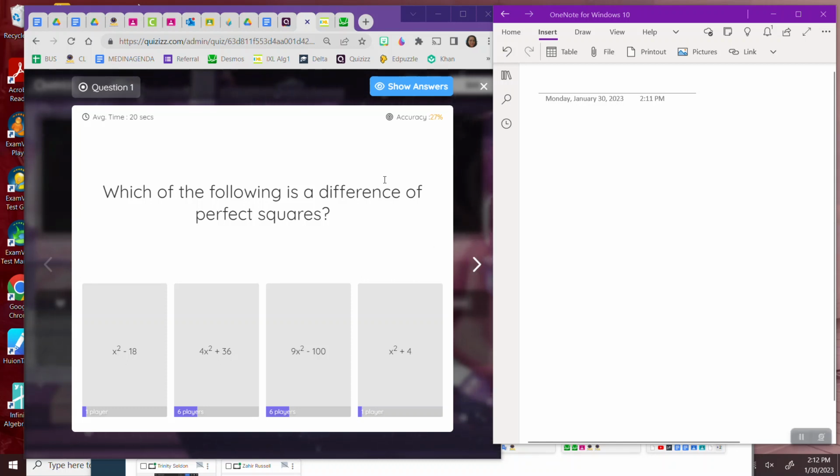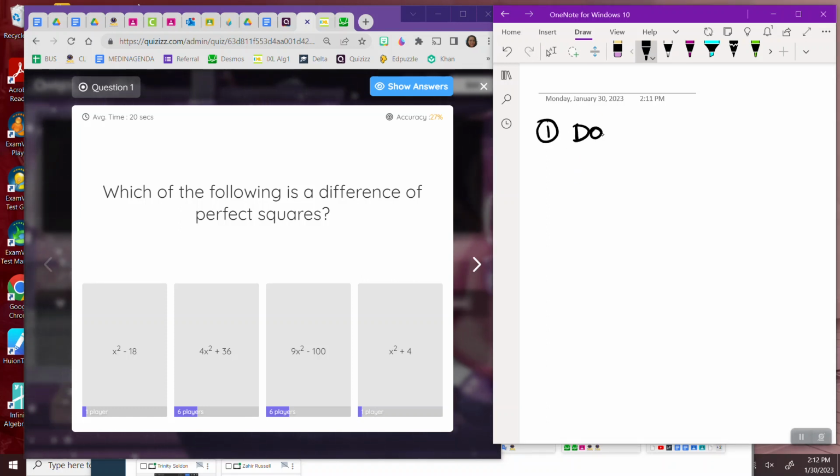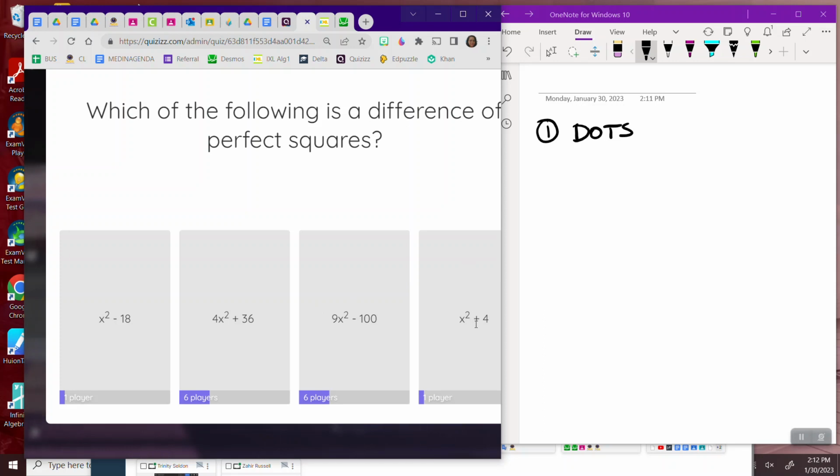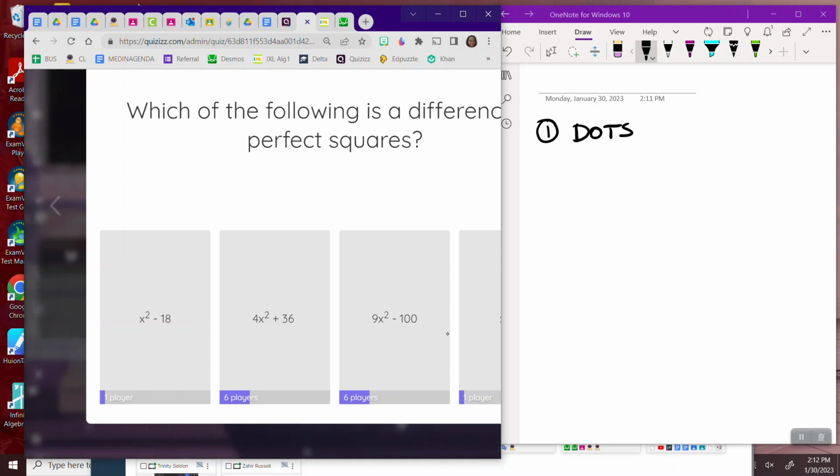Okay, so for the quiz today, the question is, which one of these is a difference of two perfect squares? For a difference of two perfect squares, we're given multiple choices here. All of them have a negative sign, except this one. This one has a plus sign. So that means that one we can cross out. So then the choices become these three.